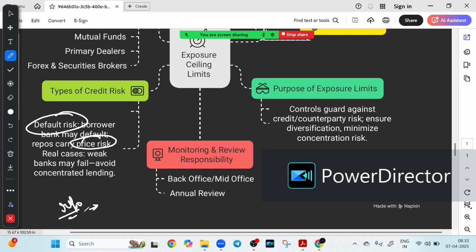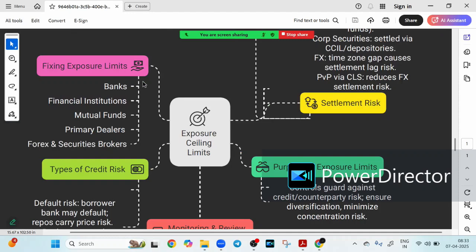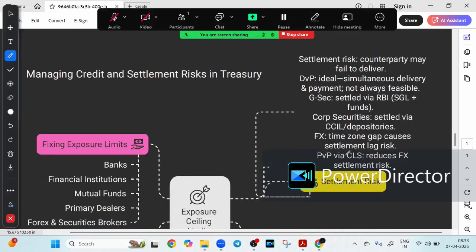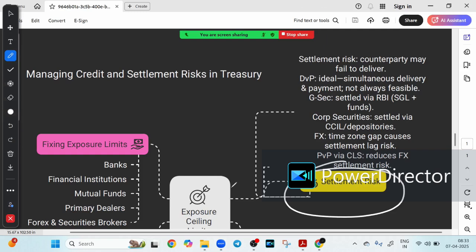Then comes settlement risk. Yes, settlement risk is also a very, very important part. Let me show you where it is written. Here you can see on the right side. This is what we are talking about, settlement risk. Even if a party does not default, the deal might still go wrong. Why? Because of delayed delivery or payment. This is called settlement risk. What is the meaning of DVP? Delivery versus payment is ideal, but not always possible.